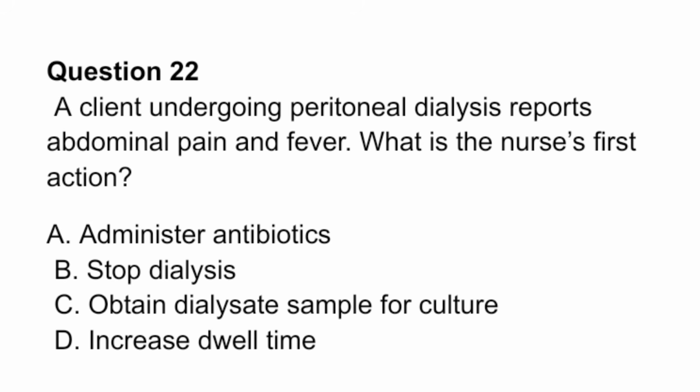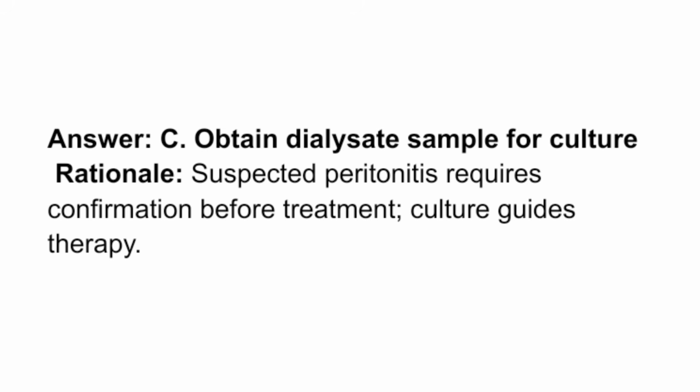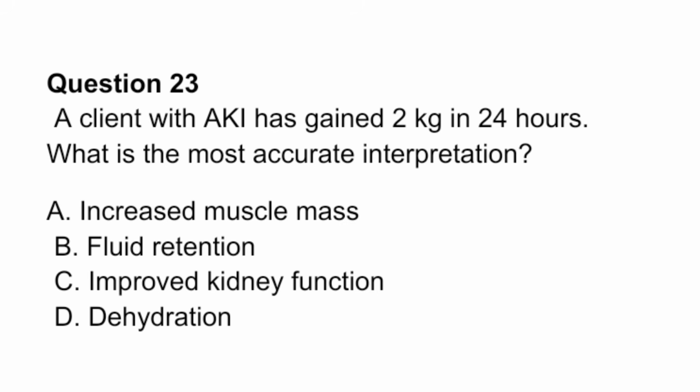Question 22. A client undergoing peritoneal dialysis reports abdominal pain and fever. What is the nurse's first action? A. Administer antibiotics. B. Stop dialysis. C. Obtain dialysate sample for culture. D. Increase dwell time. Answer: C. Obtain dialysate sample for culture. Rationale: suspected peritonitis requires confirmation before treatment. Culture guides therapy.